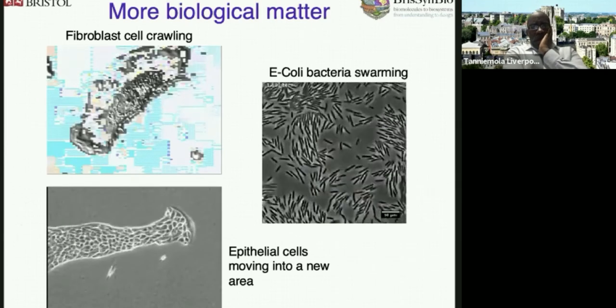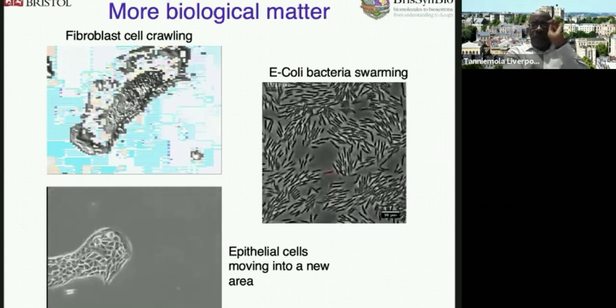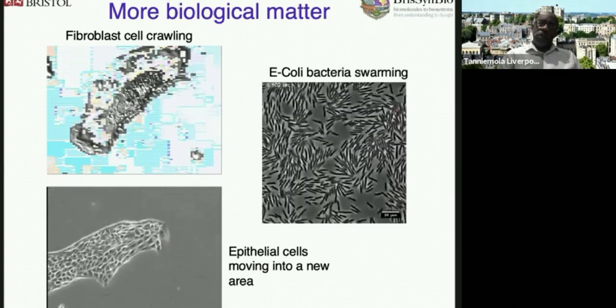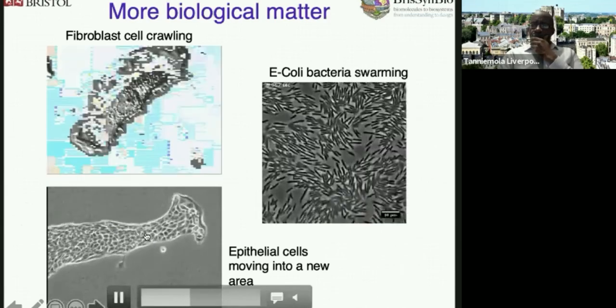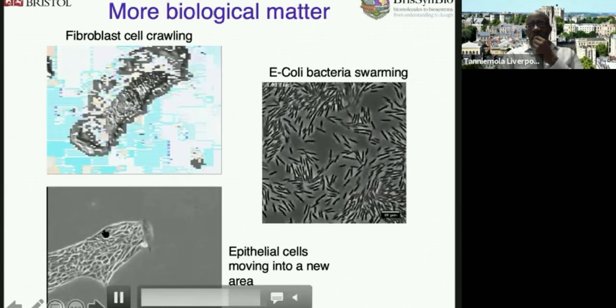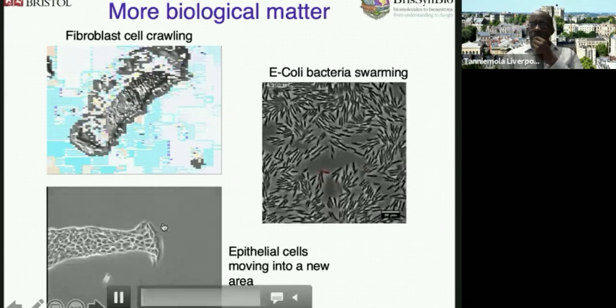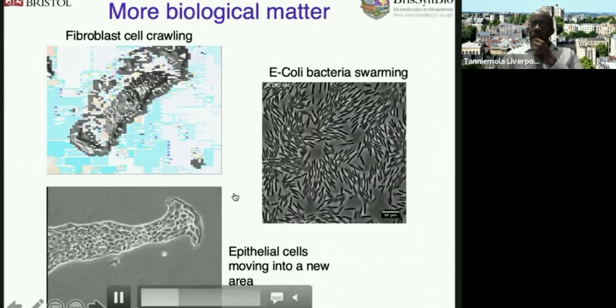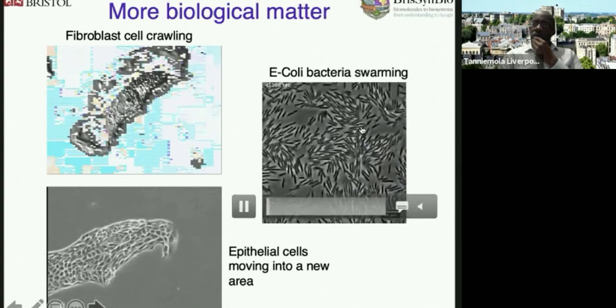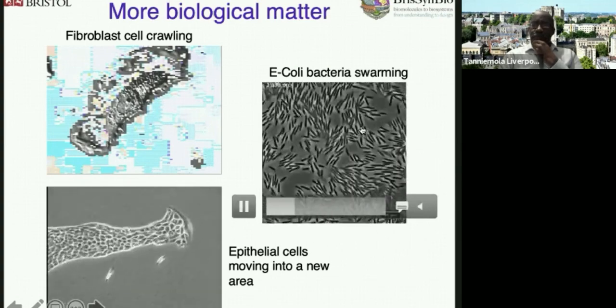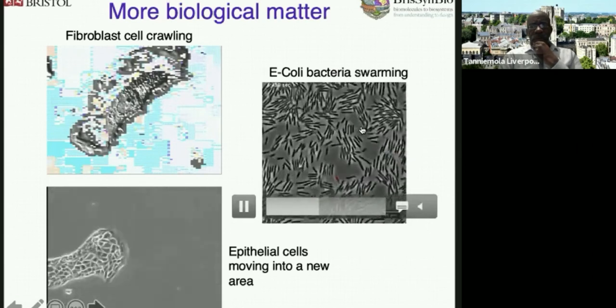So here are a couple of other videos. The first one, on the left, was a cell crawling. These are skin cells invading into a new region. And this third one here is a colony of swimming bacteria.